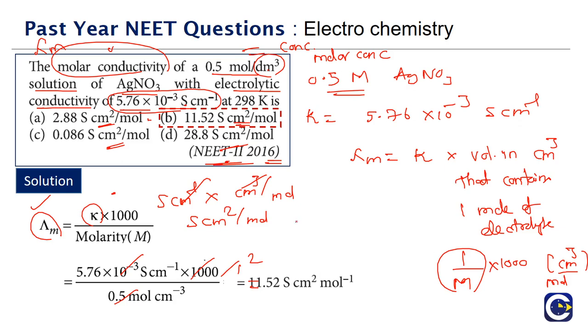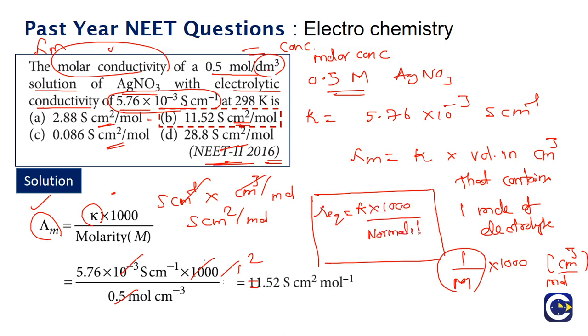If you talk about the equivalent conductivity, the lambda equivalent, in that case the formula will be kappa into 1000 by normality. So there it is the kappa value multiplied by the volume of the solution that contains one equivalent of the electrolyte. There also the volume will be in centimeter cube.